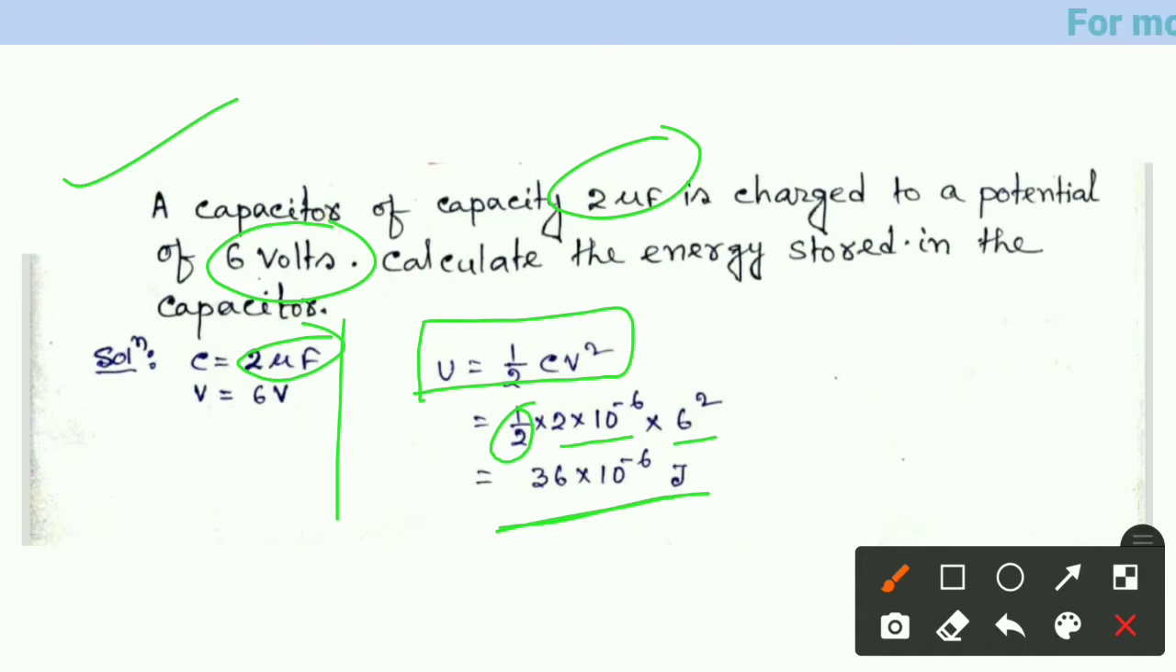This type of question is a 2-mark question, which is very helpful, and almost 85% you will find common in your final examination.